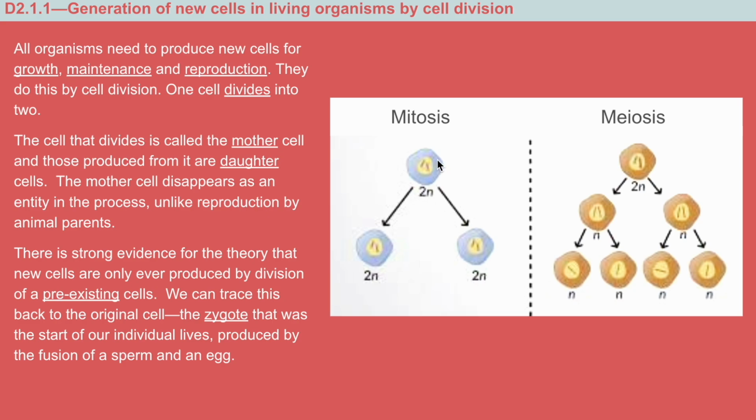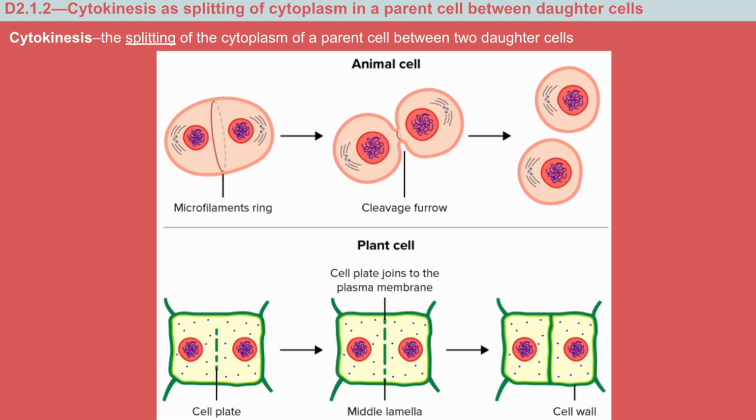The mother cell disappears entirely as it's split into the two daughter cells. Cell theory says that new cells are only produced by the division of pre-existing cells, and we can trace this back to the original cell, the zygote, that we all started as just one single cell. So let's talk about how the cytoplasm splits. This is called cytokinesis, and it's going to be different in animal and plant cells.